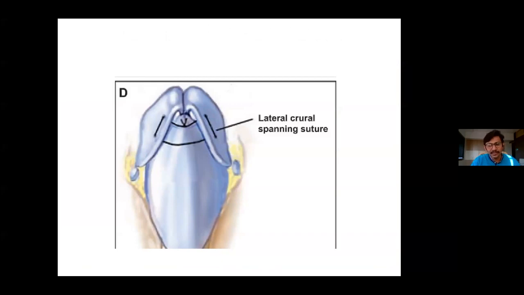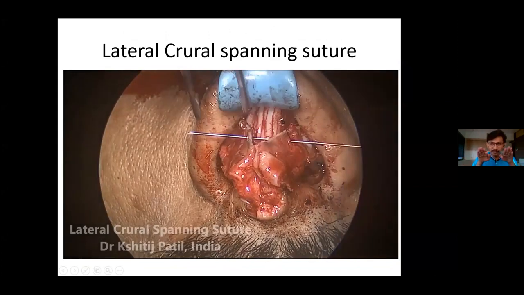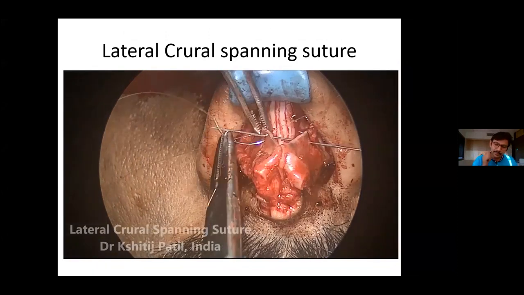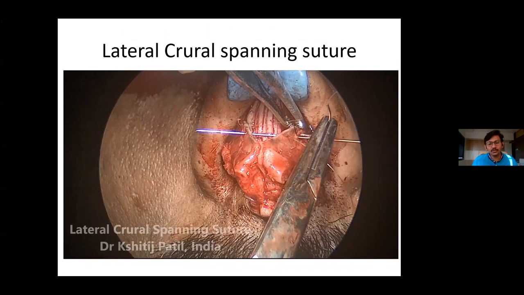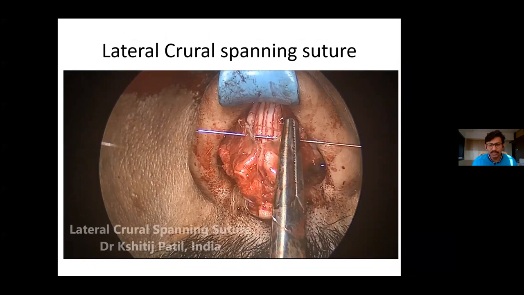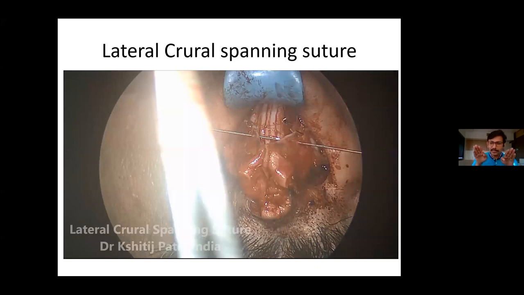Then comes the lateral crural spanning suture. Sometimes these lateral crus may be wide apart, and you may have to bring them a little together. So in such situations, you may pass a needle through the widest point and take a suture. But this is a very dangerous suture. It should be tied very lightly, only till the point that the lateral crus comes a little bit together. If you over tighten this, it can cause retraction of the columella over here.